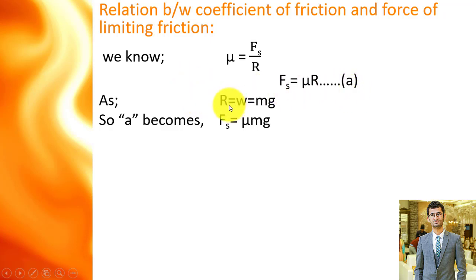As we know that this normal reaction R is equal to weight of the object, and the expression for weight is W = m g. So replacing this value of R, that is normal reaction, in the above equation, we get Fs = mu m g.